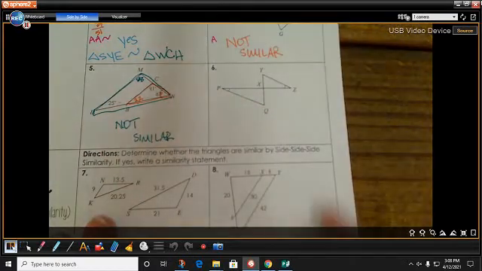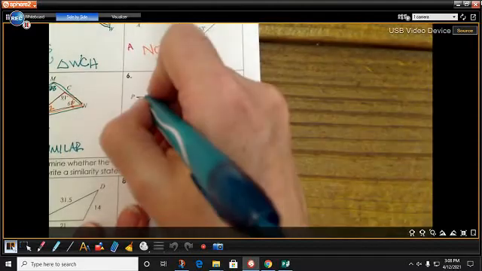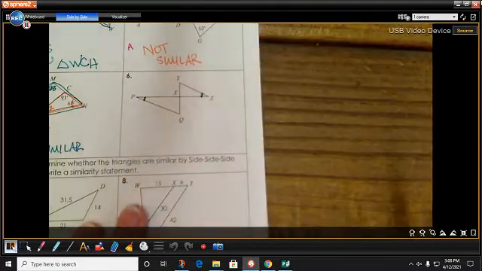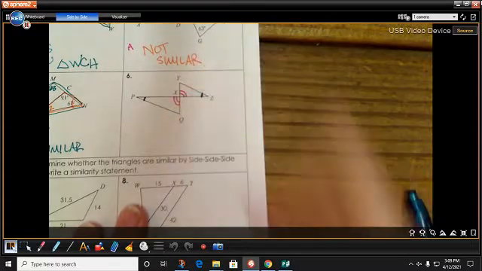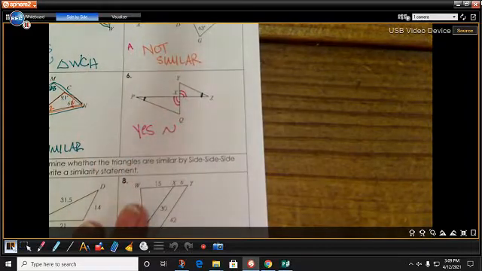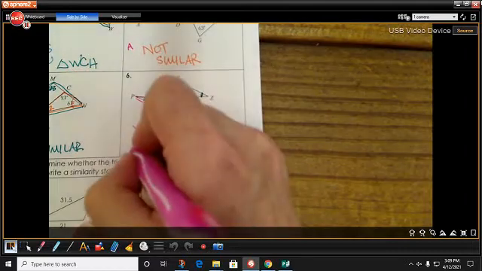On this last guy, I have one set of angles marked as being congruent here on the ends. And then my vertical angles in the middle are congruent. So yes, these are similar. And so I'm going to go with this left triangle is pink, and I'm going to try calling it PXQ.